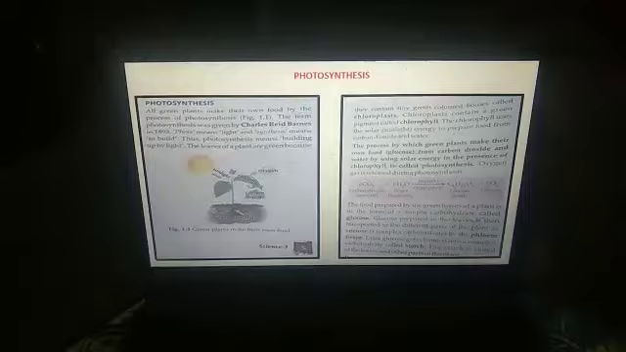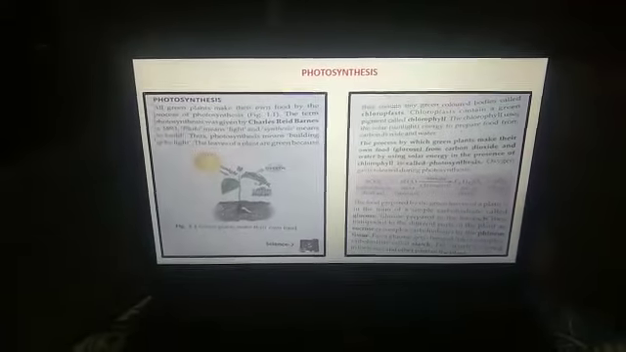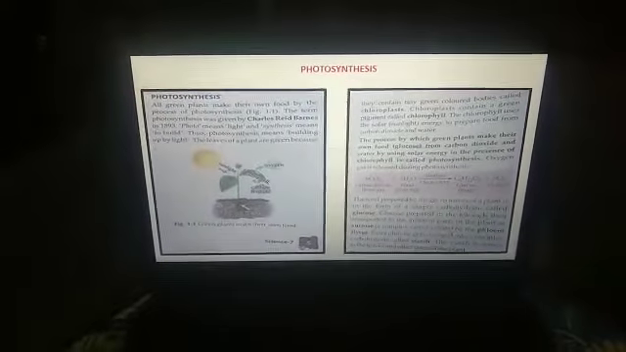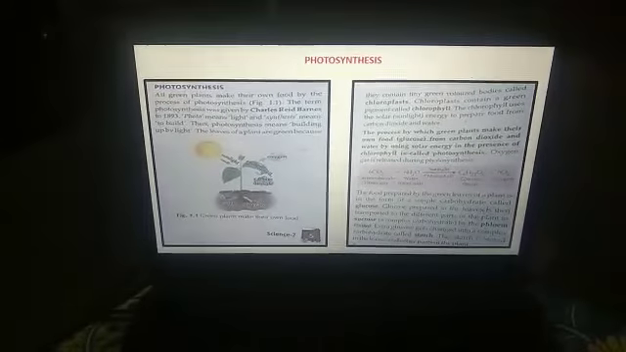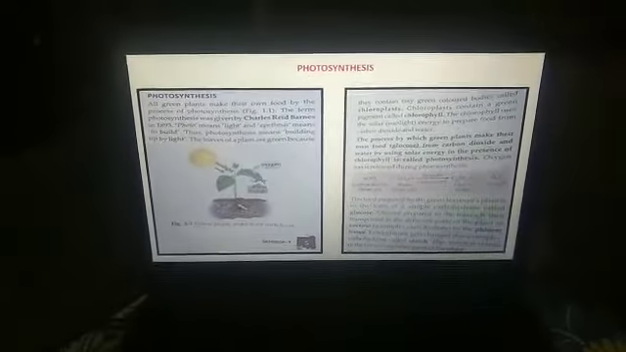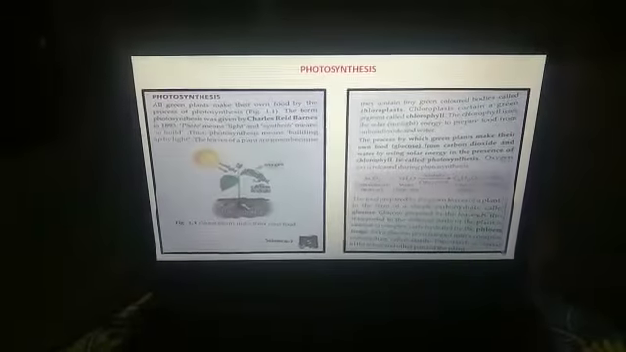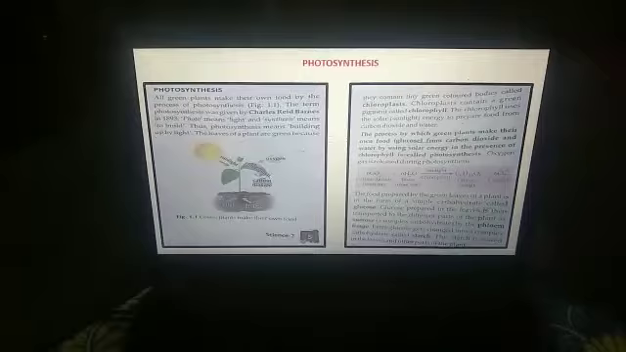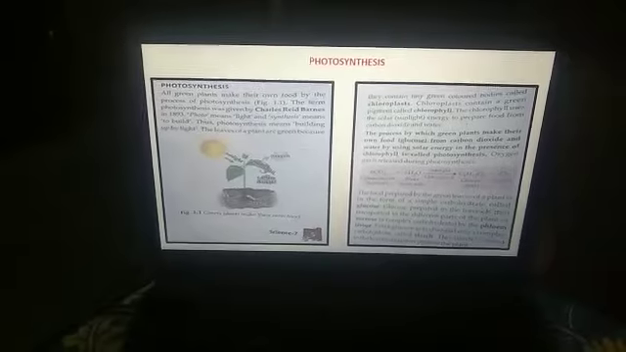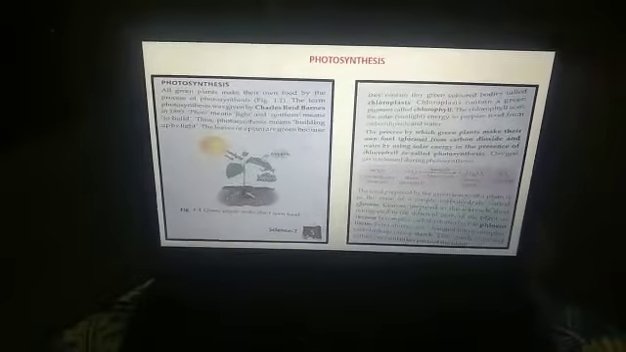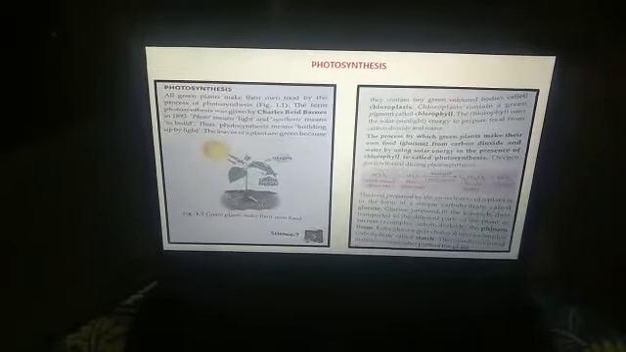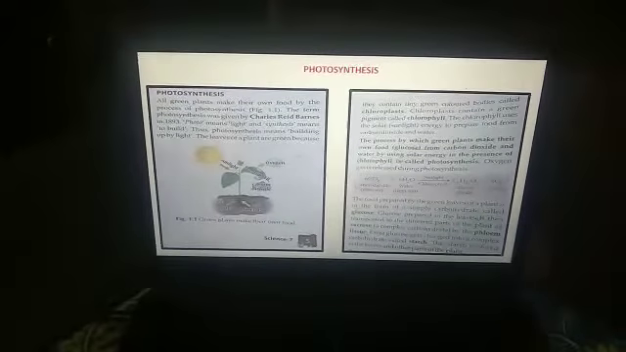About photosynthesis, you must have studied in your previous classes also. What is photosynthesis? Photosynthesis is the process by which green plants prepare their own food by using carbon dioxide from the atmosphere and water and mineral salts from the soil in the presence of sunlight and chlorophyll to form food in the form of glucose and oxygen gas, which is released as a byproduct.